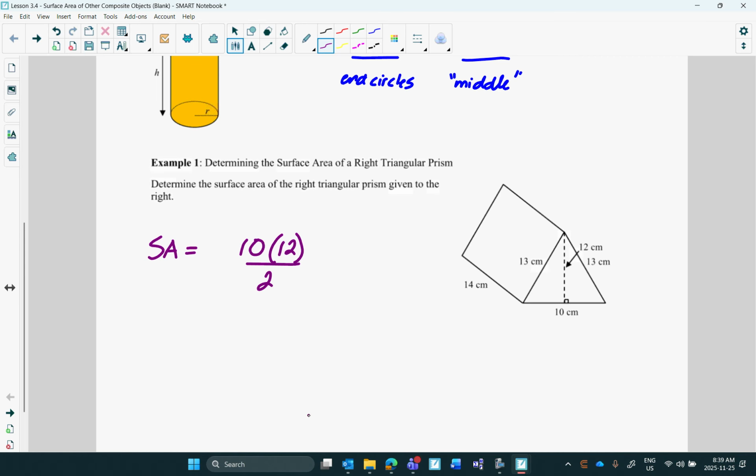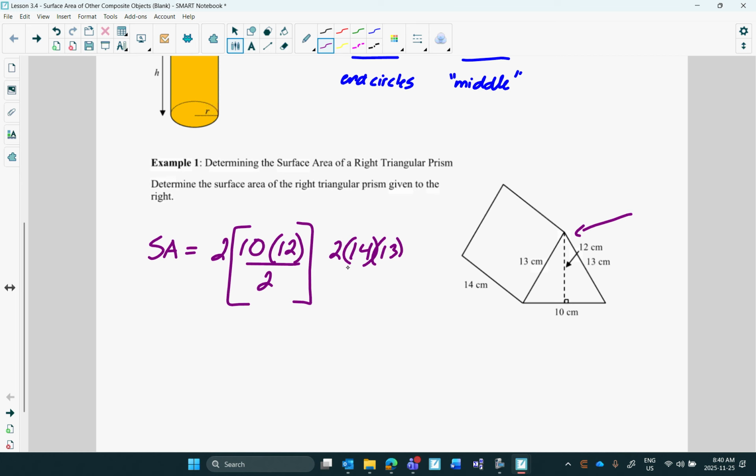And how many of those triangles are there? So times 2. So that takes care of the front and back. Here's a rectangle. What's its length and width? Right. Is there another rectangle in this shape that has the same length and width? Yes, this one that you can't see. So to find the area of this rectangle, we would go 14 times 13. And since there's 2 of them, we times 2.